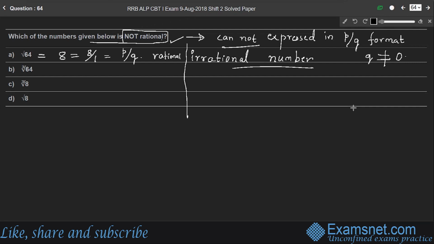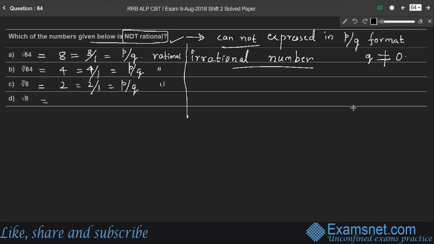Whereas cube root of 64 is nothing but 4. 4 into 4 into 4 is 64. The cube root of 64 is 4, so this can be written as 4 by 1, which is P by Q. Again a rational number. Whereas cube root of 8 is nothing but 2. 2 into 2 into 2 is 8, hence the cube root of it is 2. It can be written as 2 by 1, again in the form of P by Q, again a rational number.